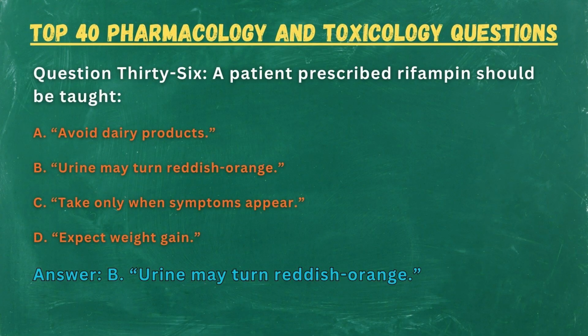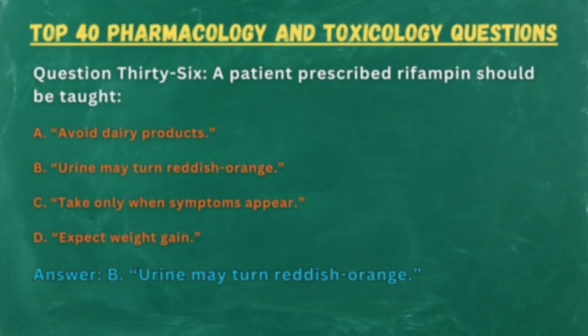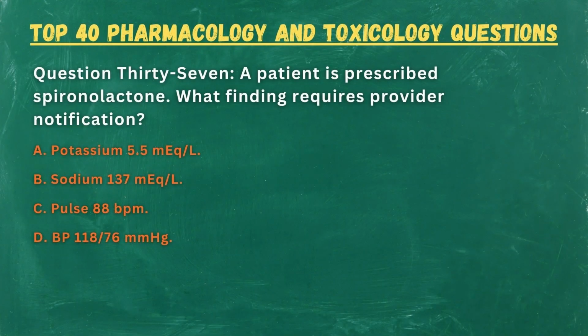Answer: B. Urine may turn reddish-orange. Question 37. A patient is prescribed spironolactone. What finding requires provider notification? A. Potassium 5.5 milliequivalents per liter. B. Sodium 137 milliequivalents per liter. C. Pulse 88 BPM. D. BP 118/76 mmHg.